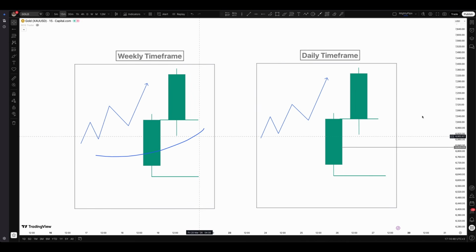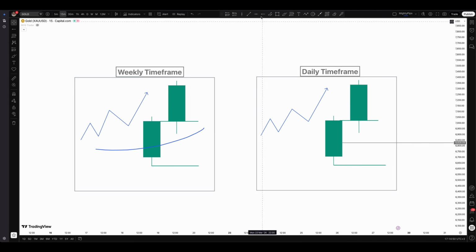Now, how you determine that is also using a moving average. Make sure the moving average also is below the price like this, the 20-period moving average. That will give you a very high confirmation that the next day's candle will also push bullish.